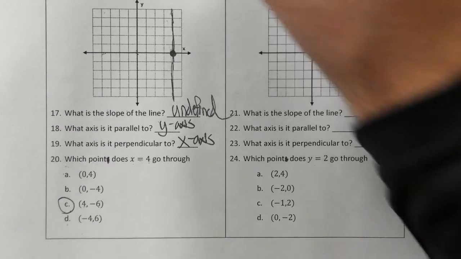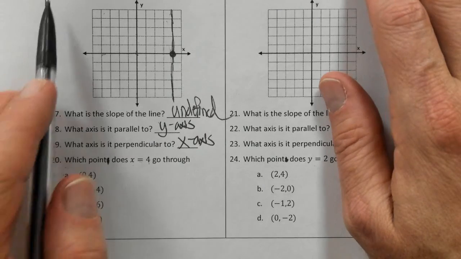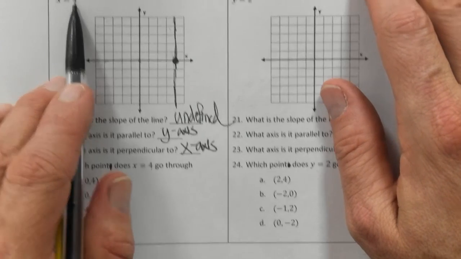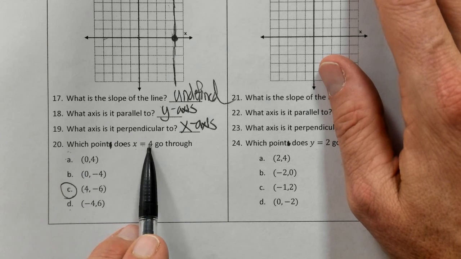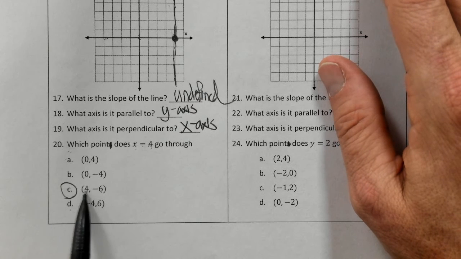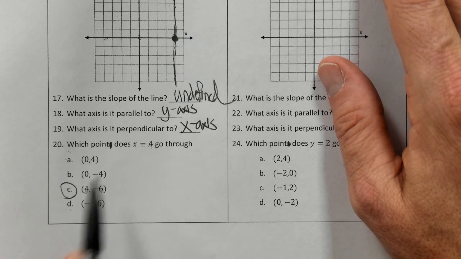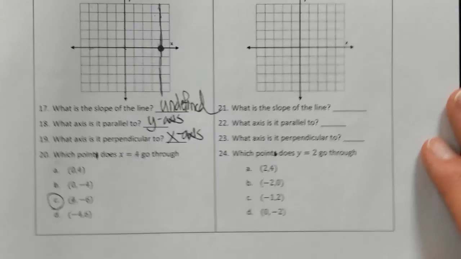Now, there's an easier way to check this. You don't have to go through that every time. If the equation is x equals 4, then it goes through the point that has 4 as the x-coordinate. If it has 4 as the x-coordinate, then you know that x equals 4 goes through that point. All right, so let's try another one.